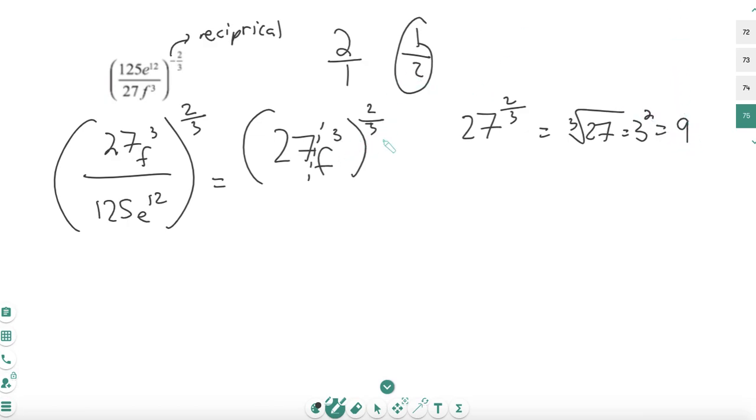And then we'll do the f, so f cubed to the power of 2/3. The inside-outside rule is you multiply. 3 times 2/3 is 2, so f to the power of 2. So the top will be 9f squared. Let's do the bottom now.